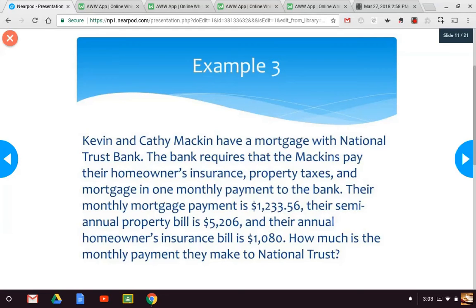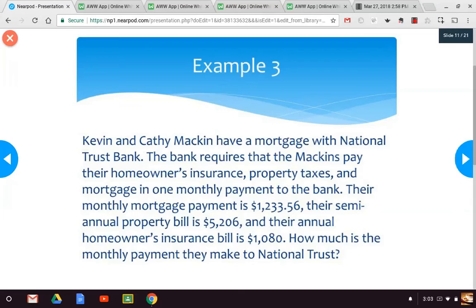The reason they have to pay the National Trust each of these is because the National Trust holds their money in what's called escrow. A bank wants the insurance and taxes paid monthly so that they don't have to pay those large bills at the end of the year. Also, remember that the bank still owns part of the house, so the bank wants to make sure that, one, it's insured, and two, that the property taxes are getting paid.